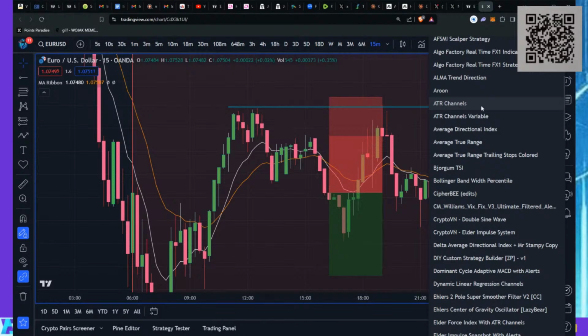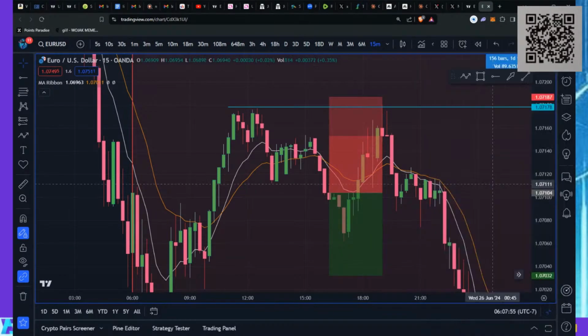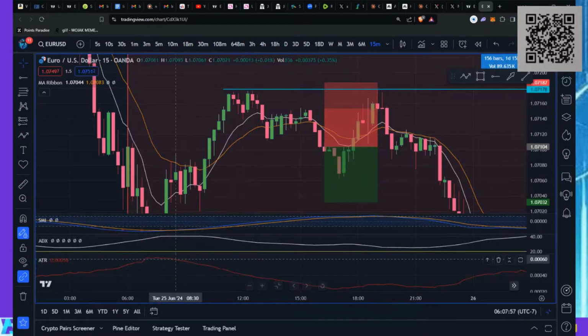But if I were just to go to average true range, I could show you and show the audience how this is actually done. This red line on the bottom is the average true range. It just gives the average rotation of price. It just kind of gives you the maximum of the average movement.